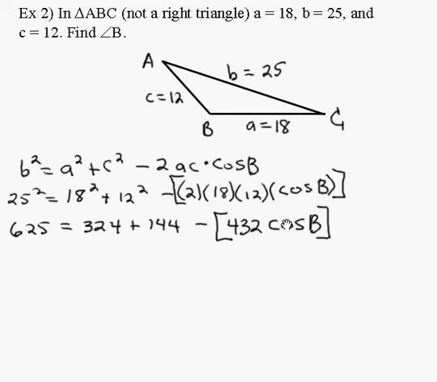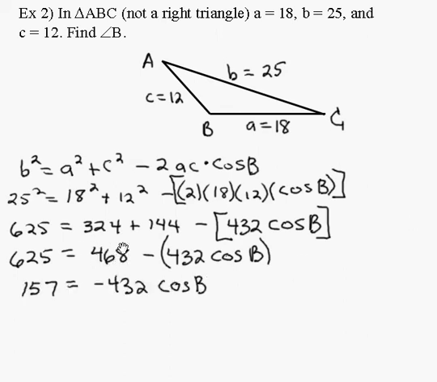This is like 432 times x. You can't combine those with constants. So we can add 324 and 144 to get 468. And again, I want to make sure we don't subtract the 432 from it because that's times the cosine of B. But we do want to get B by itself, and we do want to undo addition by 468. So we're going to subtract 468 from both sides.